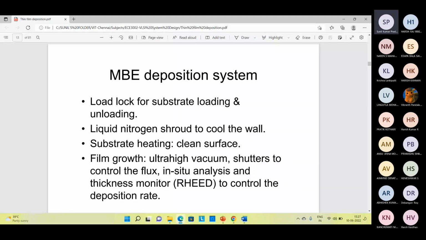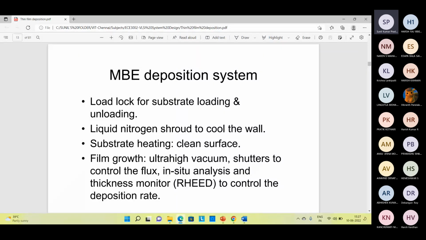And in the MBE deposition system, a load lock for substrate loading and unloading is possible. Okay, so this is also one aspect of the molecular beam deposition system. Similarly, liquid nitrogen is used to cool the wall, because during the process so much heat is generated that we need to cool the wall. So in this case, liquid nitrogen is incorporated.